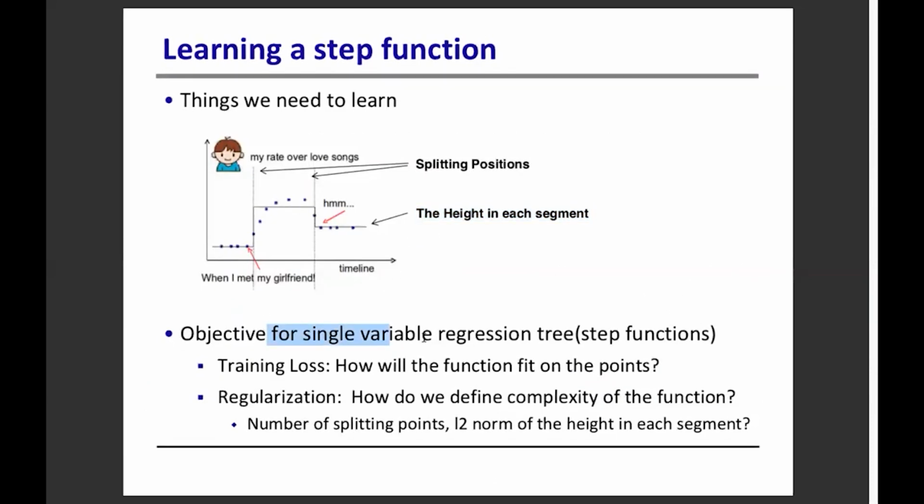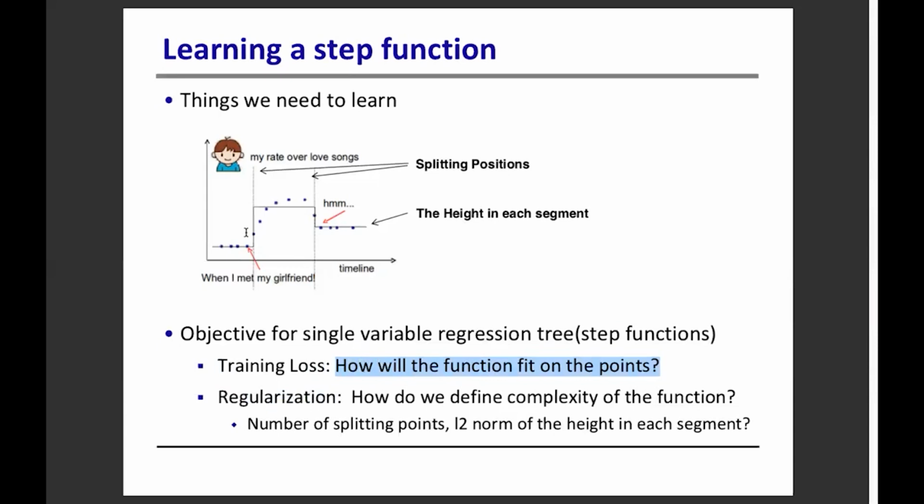So objective for the single variable regression tree, the step functions, there are two parts. One is we want to bring down the training loss, and second, we want to regularize, right? We want to bring down the overfitting. How will the functions fit the points? That is the first point. Second, how to define the complexity of this function, number of splits.